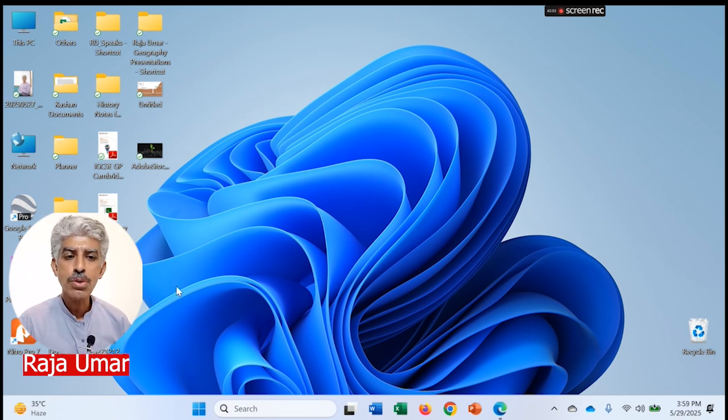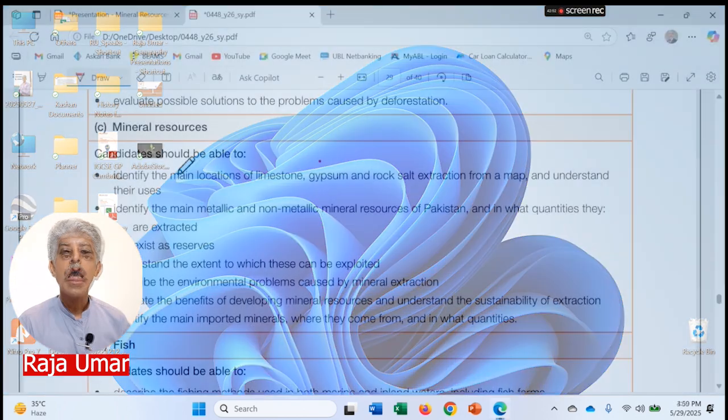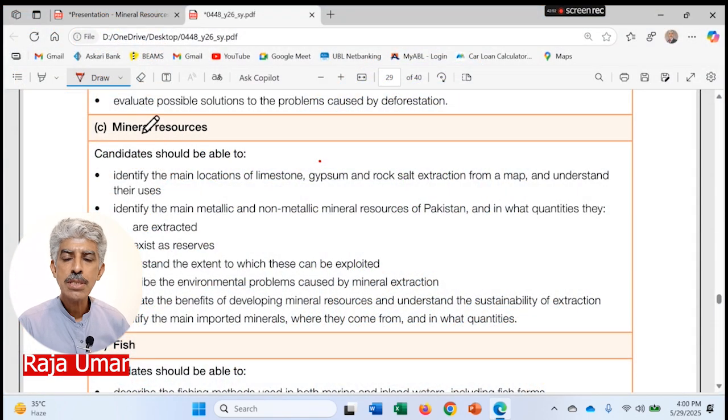So today we are going to talk about the mineral resources, and again there are issues of sustainability about this particular unit as well. So here we have the syllabus of O-levels Pakistan Studies Component 2, and the topics related to the mineral resources.